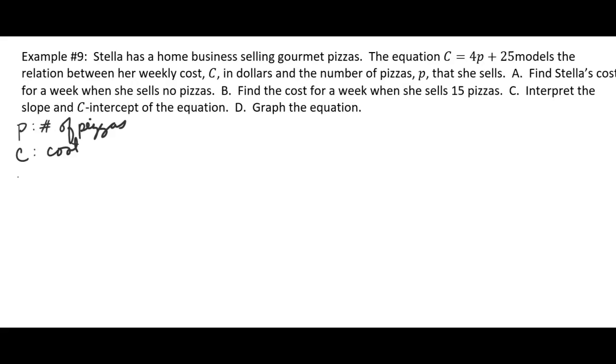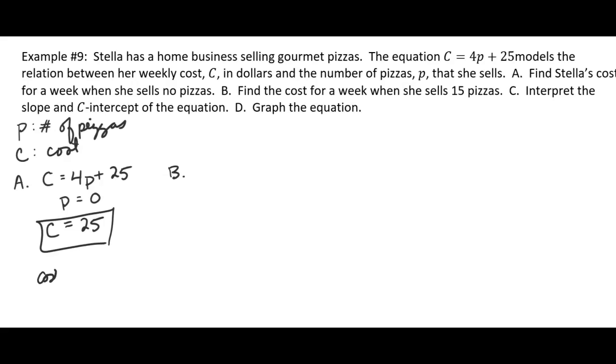Okay, so for part A, we're going to take our equation, and we're saying she doesn't sell any pizzas, so P is equal to 0. So her cost is going to be $25 no matter what, for the electricity or whatever, or advertising or something. I guess we should say cost is $25 when she doesn't sell any pizzas.